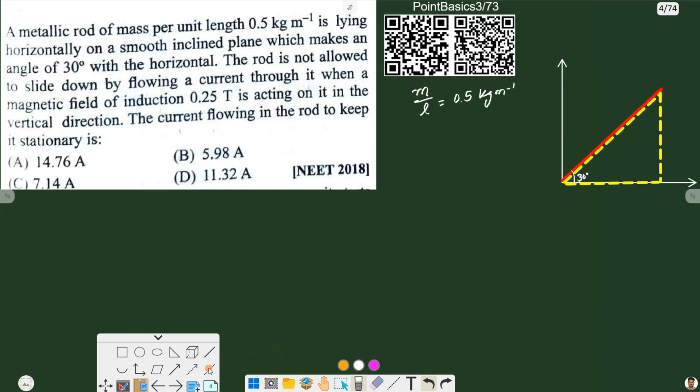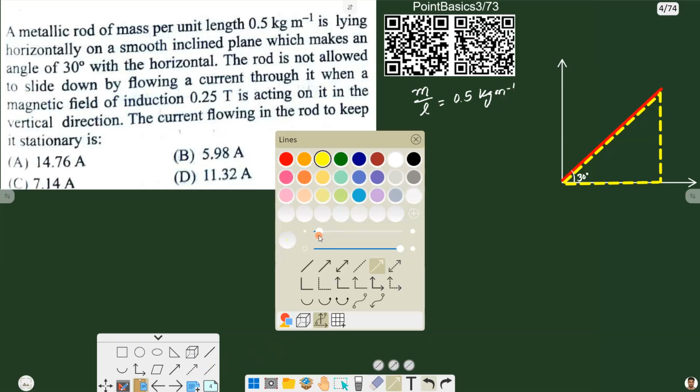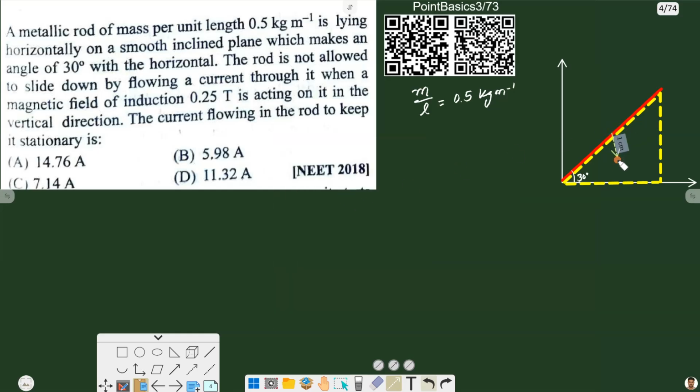So let's resolve components for the rod. For the rod we have mg downward, and there will be components which we can separate: this will be mg cos theta and this will be mg sin theta. So this is theta, mg, mg cos theta and mg sin theta.